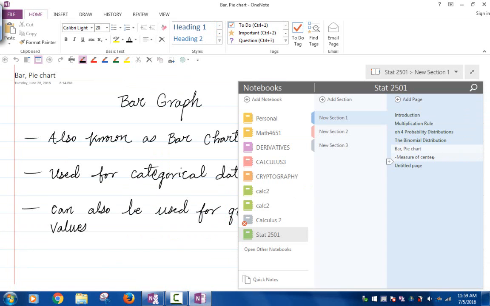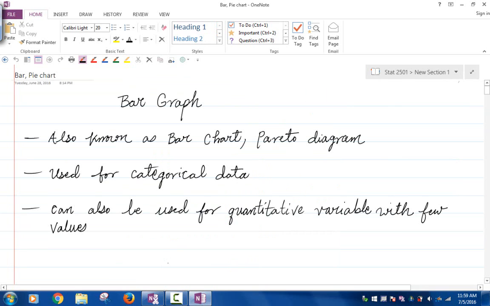Okay, so what is a bar graph then? A bar graph is also known as a bar chart. Sometimes it is also called a Pareto diagram. But if you have a bar chart, a bar chart or a bar graph is a diagram with rectangles. Now, if you arrange the categories so that the rectangles are in decreasing order of height, that's when you call it a Pareto diagram.